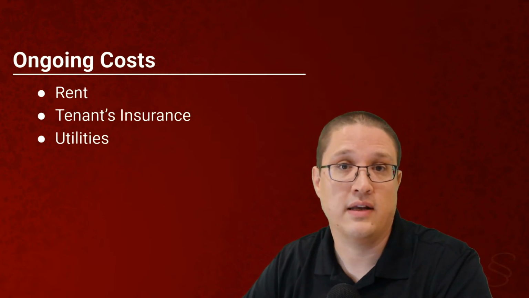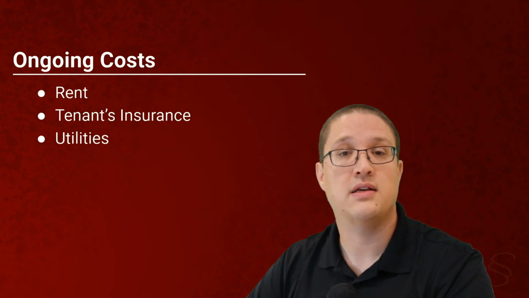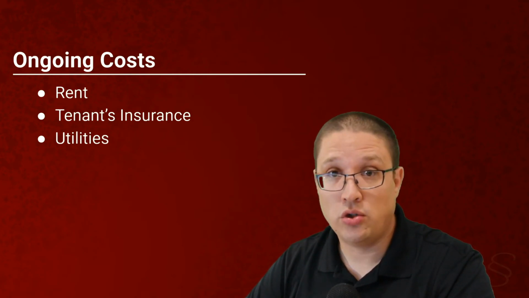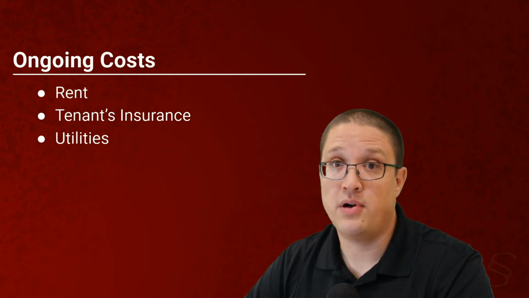Ongoing costs for renting, you need to pay the rent. That's fairly straightforward. When you're renting a place, you need to pay the rent. You also should pay for tenant's insurance. Tenant's insurance is not mandatory, but it's pretty cheap and a good idea.